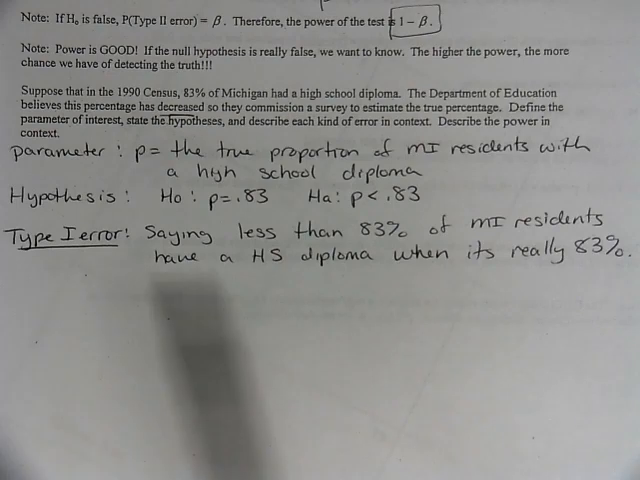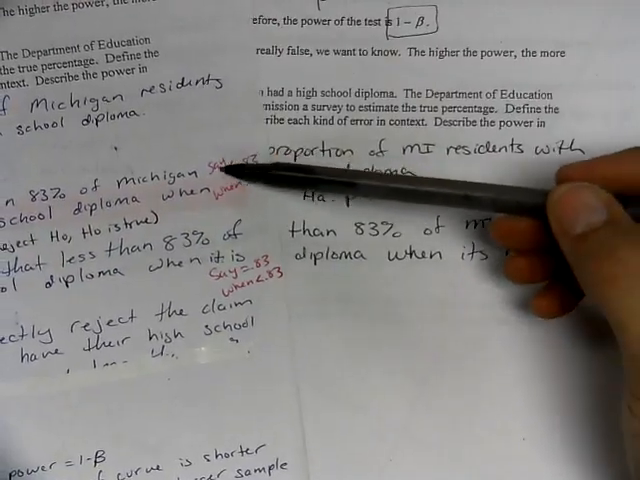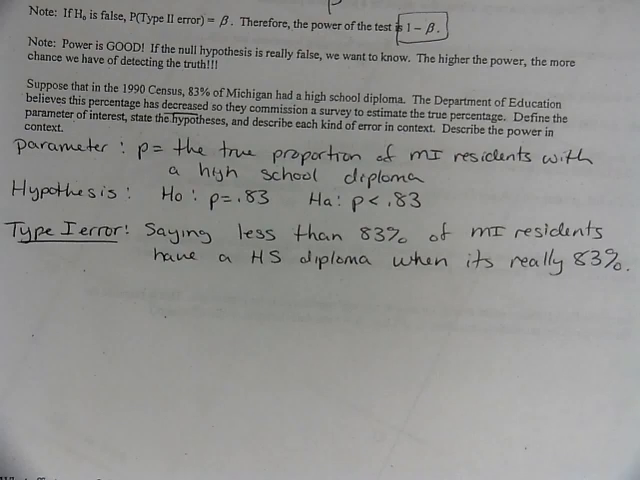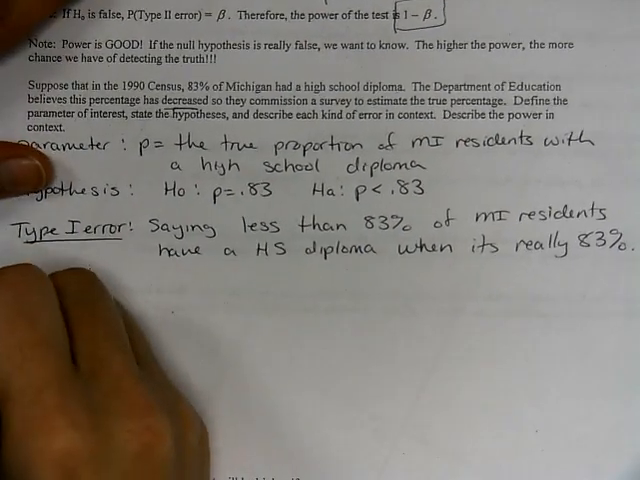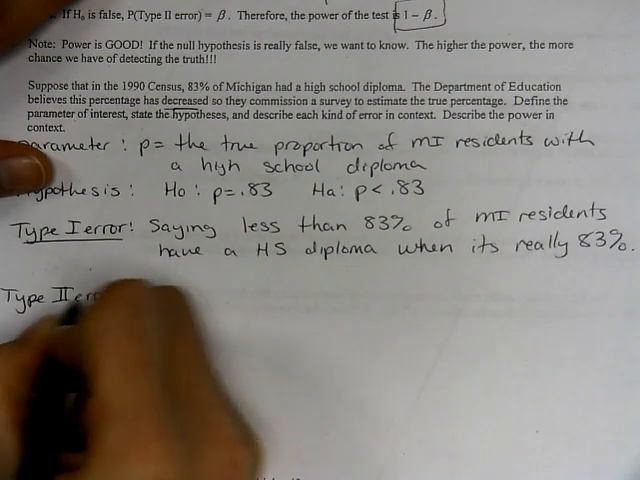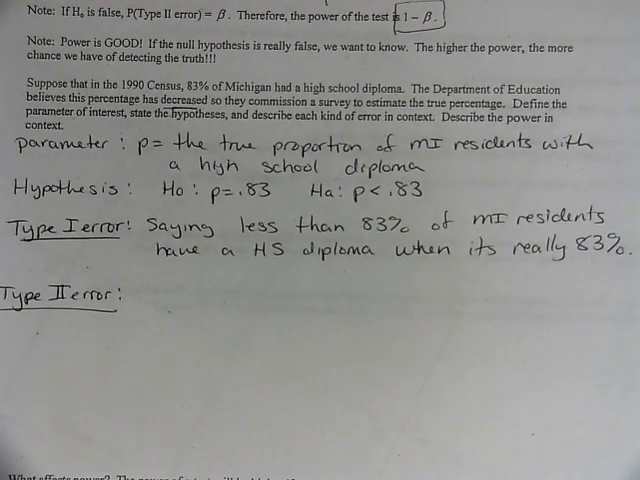You can word this differently if you want to. Everybody kind of words it a little bit differently. This is usually what I check with. Say less than when equal to. Okay. It's fine if you word it differently. What I don't like is when people say reject that p equals 0.83 when it's really true. I want what you're saying versus what's happening.